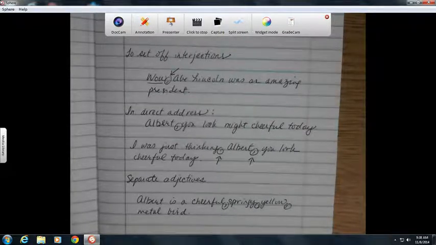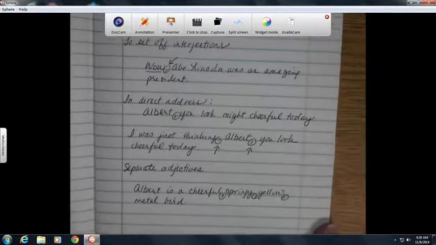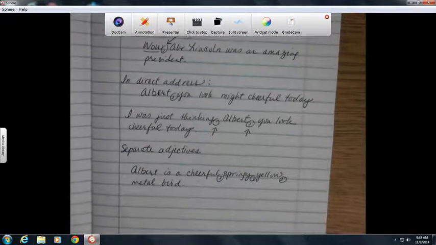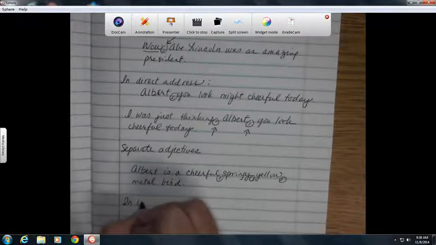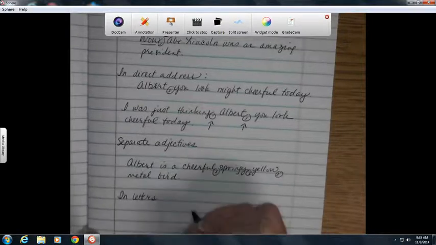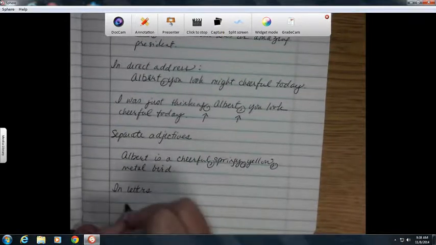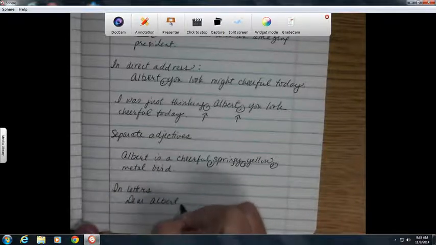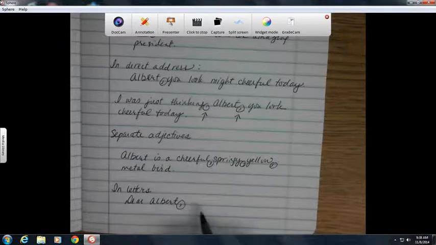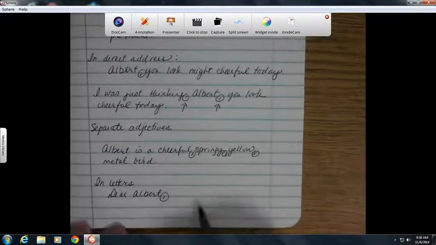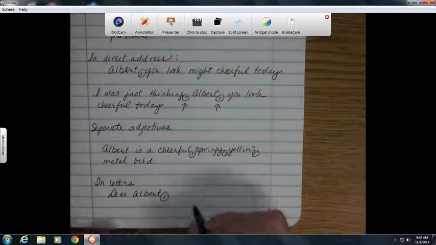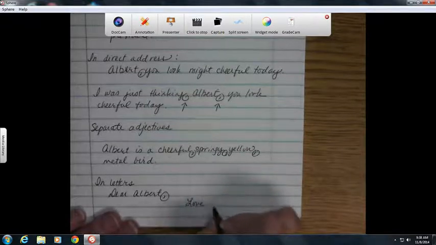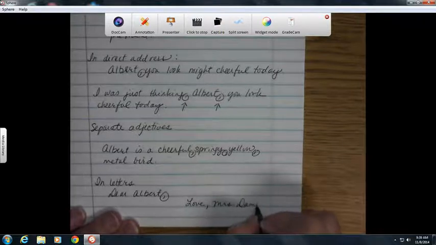One more to go over. You all should remember this. We use commas in letters. So if you're writing a letter to Albert, you would write, Dear Albert, comma, and then you would finish. And when you were all done with the letter, you might write, Love, comma, Mrs. Dam. So I'm using a comma after my ending word before my name.